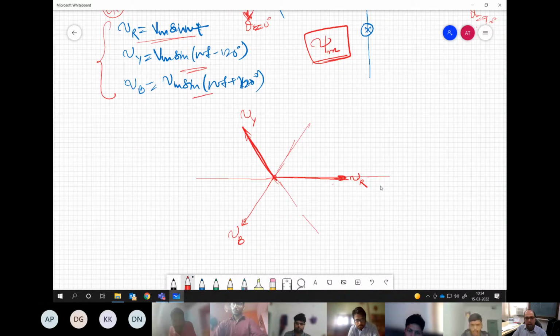For example, again you can take theta equal to 0. You will find that R is 0, Y is negative, and B is positive. So a resultant vector will appear here. Similarly, you go for 60 degrees, it will appear here. So here it's going to be, just wait.